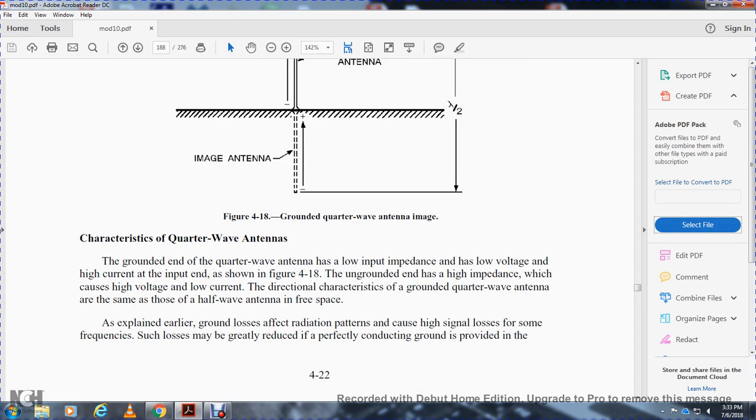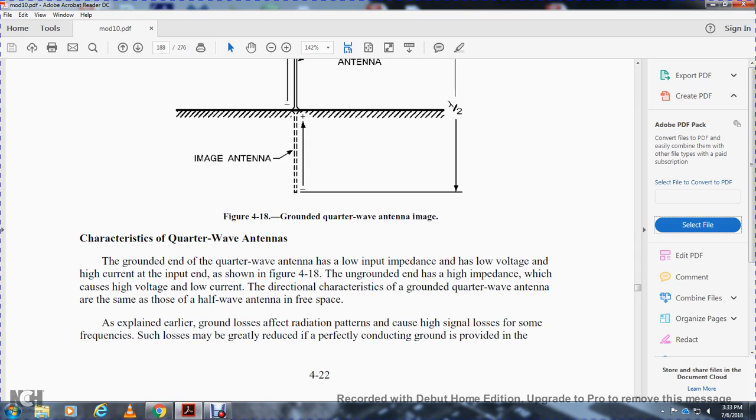The grounded end of the quarter-wave antenna has a low input impedance, low voltage and high current, as shown in figure 418. The ungrounded end has high impedance, which means high voltage and low current, with a unidirectional character for the ground wave. The grounded quarter-wave antenna is the same as the half-wave antenna in free space, as explained earlier, but ground loss affects the radiation pattern and causes high signal losses at some frequencies.